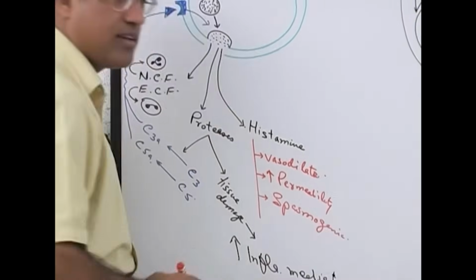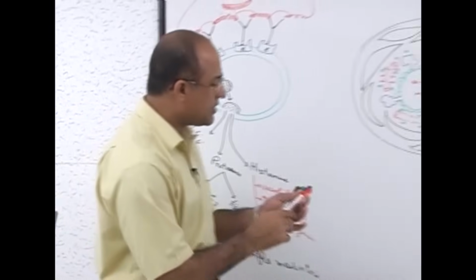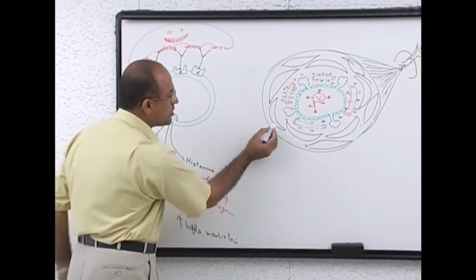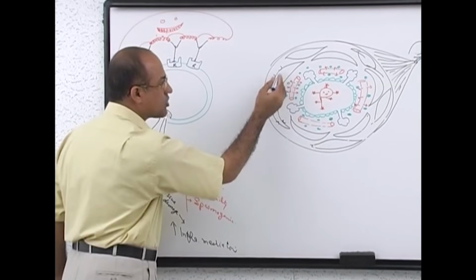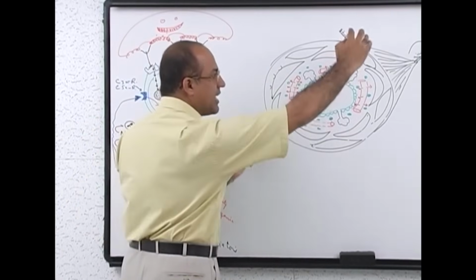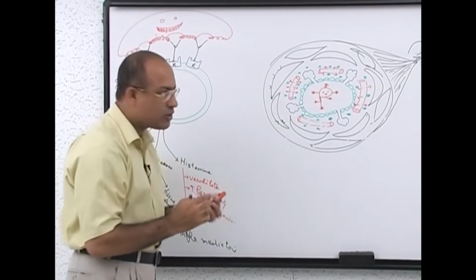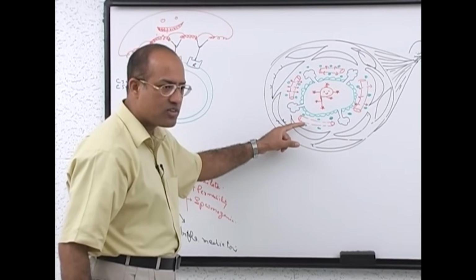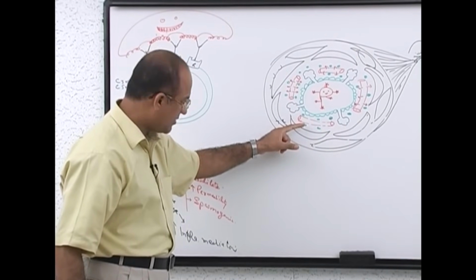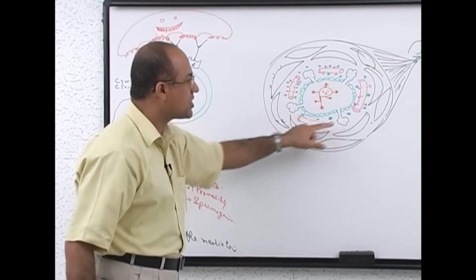Now look at it, that spasmogenic effect. There are histamine receptors which are present on what? These smooth muscles. So histamine will act on these smooth muscles and they will become spastic. Now you see, blood flow in this area is increasing. There is edema formation there.